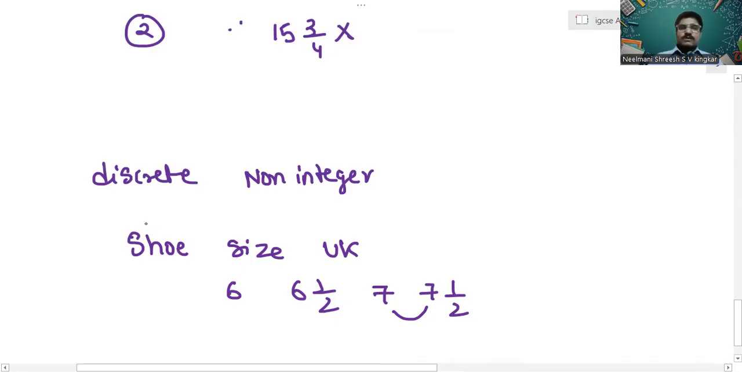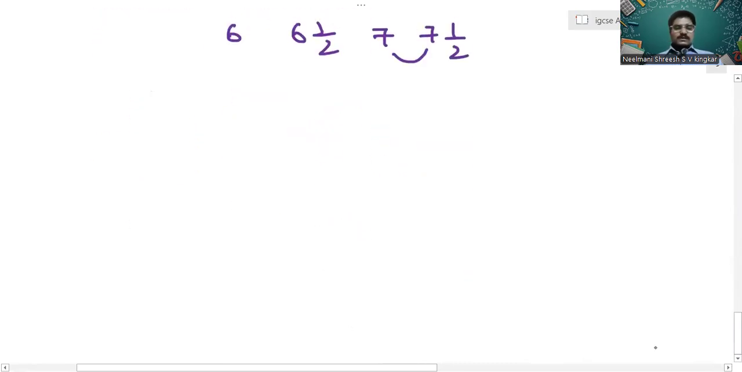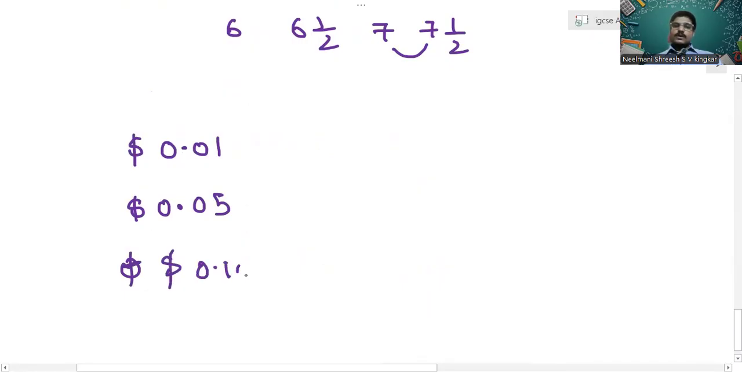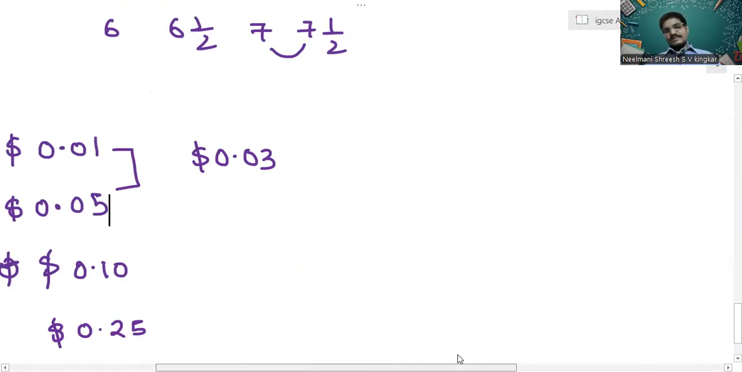Okay, so they have taken a non-integer value, but that is also fixed to a particular extent, right? Another example is US dollar values. Dollar values are issued in $0.01, another value is $0.05, another is $0.10, and it can just go on, right? But we cannot say that we can have a $0.03. It has fixed values. That's another special case of a non-integer discrete value.